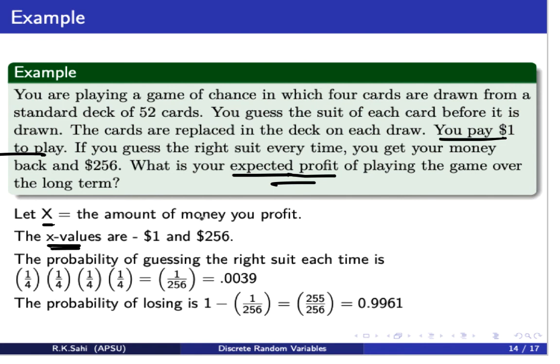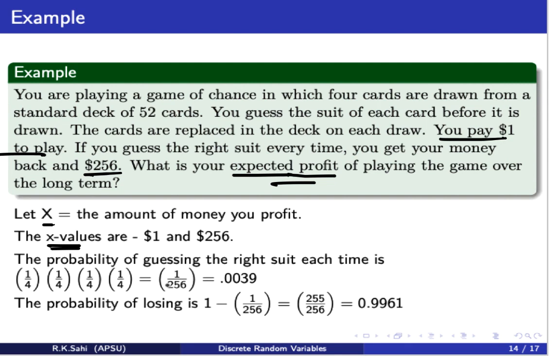The value is this amount of money. Either you're going to lose $1, that's -1, or you will get $256. Because every time you guess right, you get your money back. That means you not only get your $1 back, but you also get $256. Do you see that? So basically what you paid, you get that back. The deal is, whatever you give, you not only get that back, but apart from that, you get $256. So basically your profit is $256. Now, what is the probability?